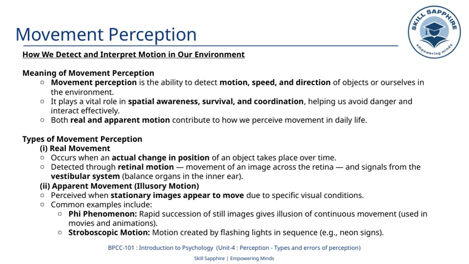On the other hand, apparent or illusory motion is when stationary images seem to move. This can be a bit more tricky to understand, but is fascinating. Think of the phi phenomenon, which is what makes movies and animations appear to be moving continuously, even though they are just a series of still images shown rapidly. Then there's stroboscopic motion, which you might see in neon signs, where flashing lights create the illusion of movement. So, in summary, our perception of movement is a mix of detecting actual changes in position and interpreting visual cues that trick our brains into seeing motion where there might be none. Both types are essential for how we understand and navigate the world around us.